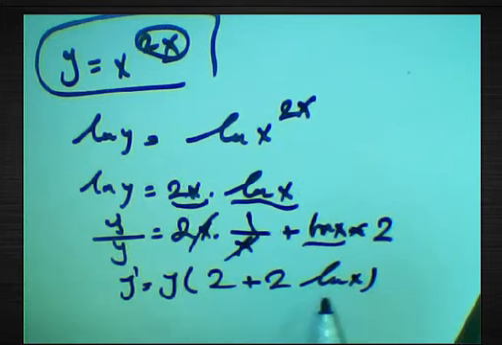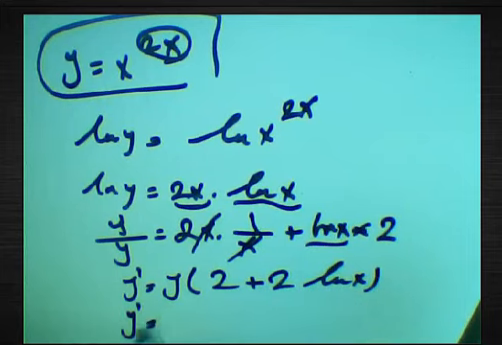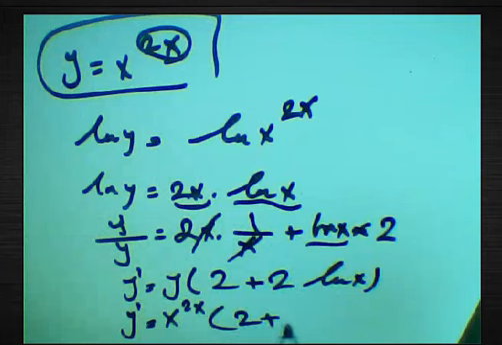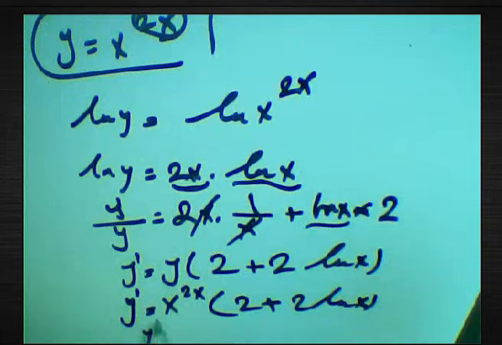ln of x. And then we can cancel y here and write x power 2x outside and write 2 plus 2 ln of x, and you can write 2 outside as a coefficient between them. Y dash will be x power 2x multiplication by 2 here, 1 plus ln of x.